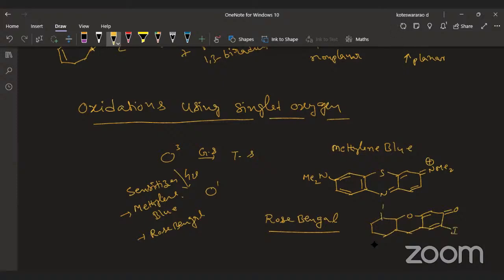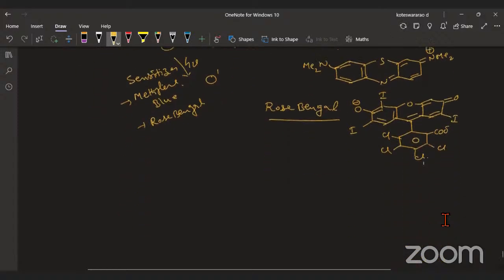Iodine and O minus are present, and also iodine. Now it is fused with the aromatic ring, and it is attached to a substituted phenyl group with Cl. These are used as sensitizers to convert triplet oxygen to singlet oxygen.